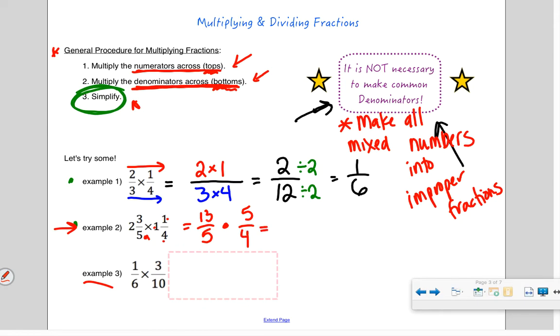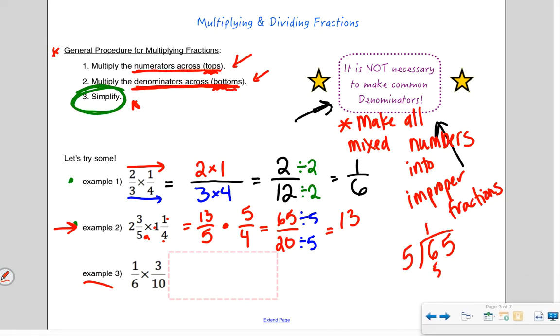13 times 5, ooh, that's a big number. Write it out to help you understand, just review your math facts. That's going to be 15, plus 5 makes 65. So 65 over 20. What do you notice about 65 and 20? Well, they end in 0 or 5, so that means they are divisible by 5. And you could write, as your simplified answer, 13. If you're not sure where that came from, write it out. 65 divided by 5. 6 minus 5 is 1, bring down the 5. Then 5 into 15 is 3. So 13 over 4. And that is done.